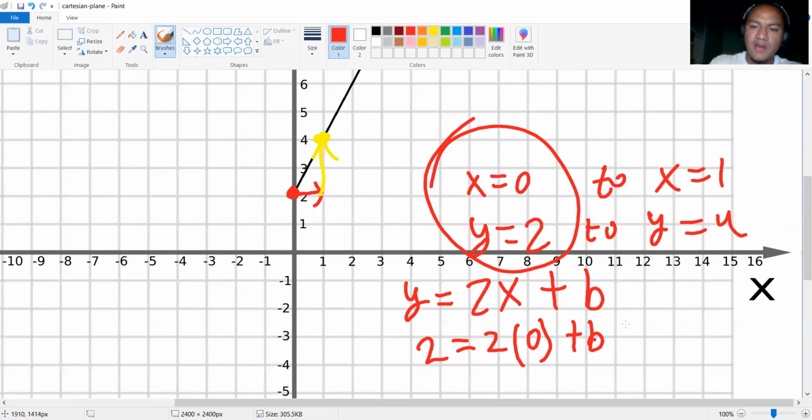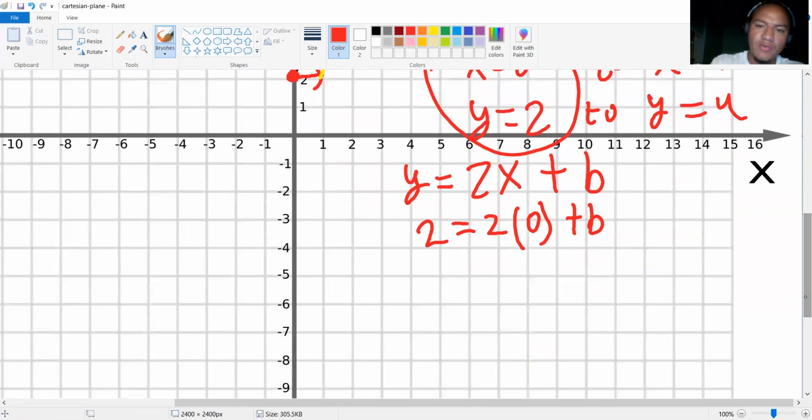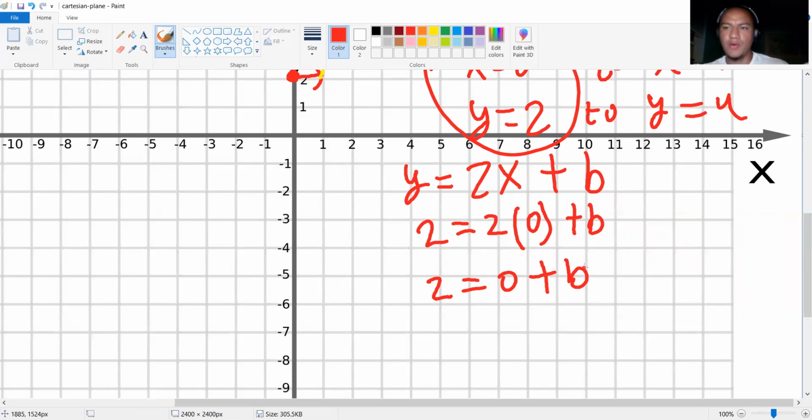Plus b. Then we keep scrolling down. 2 times 0 is just 0. So you get 0 plus b. Now we got to get b by itself, but obviously any number plus 0 is just the same number. That's the additive identity. So 2 equals b.